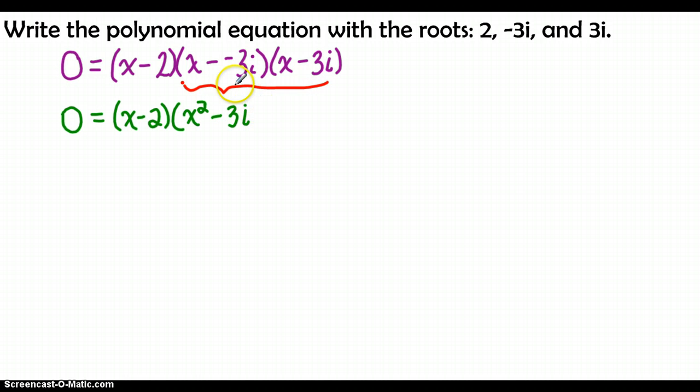My insides, we're going to simplify a little bit first. A negative minus a negative, or negative times a negative, in our case, is a positive number. So insides are 3i times x, so I need plus 3ix. And my lasts are 3i and negative 3i. So negative 3 times positive 3 is negative 9, and i times i is i squared.